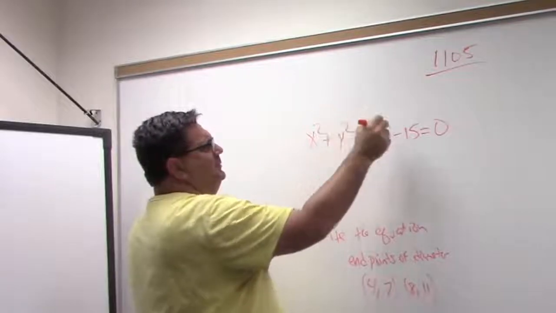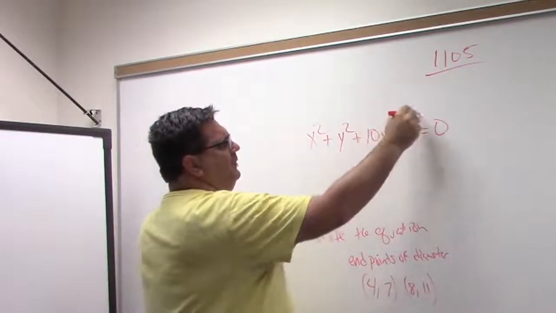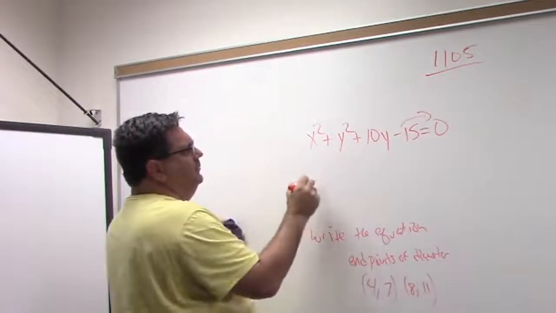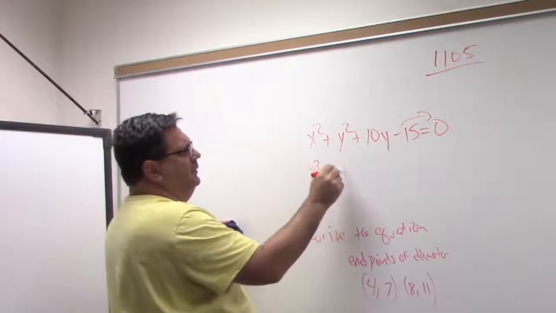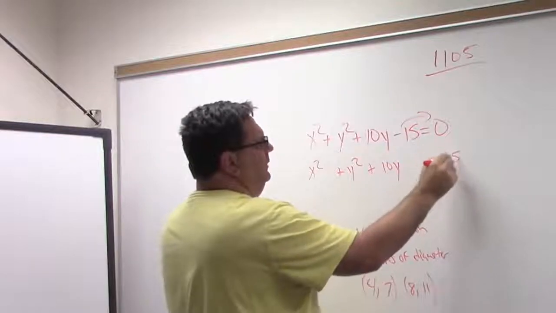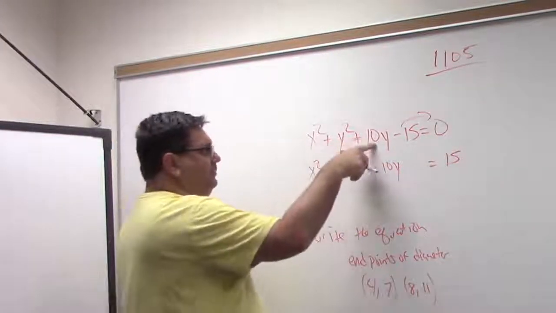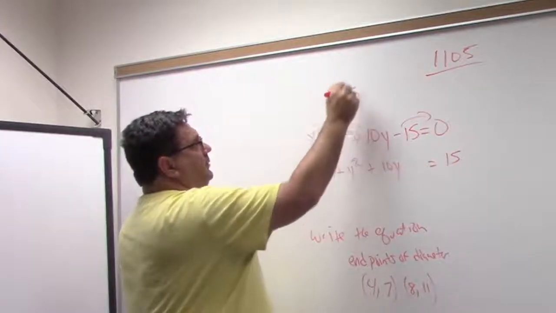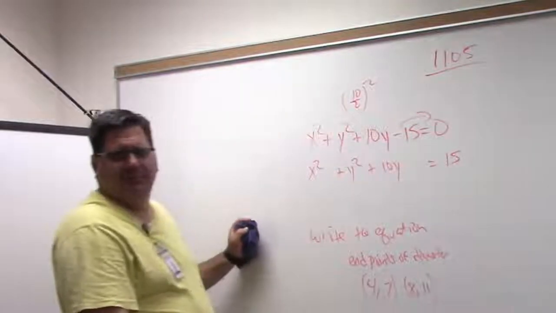Take the middle number, take the y term. First of all, you gotta move this over. So you get x squared plus y squared plus 10y equals 15. You take this piece, divide it by 2 and square that.